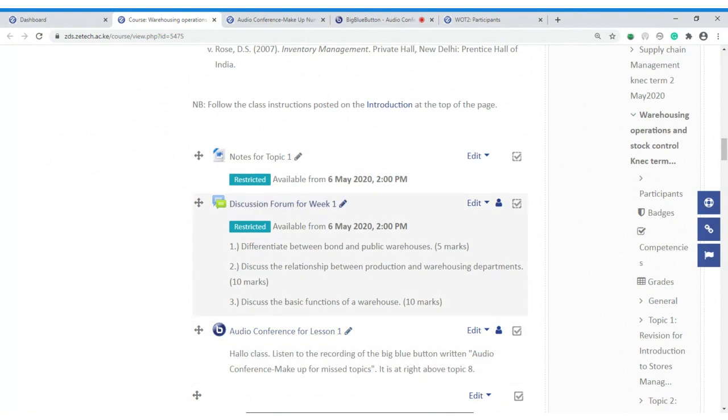Now the big blue button will not help you because nobody was attending the classes, because it's supposed to be a live class. But what I want us to look at every time is the discussion forum. So last week, Sandra and Lawrence and the others did the discussion forum for week 1. Those are the questions we have done now.